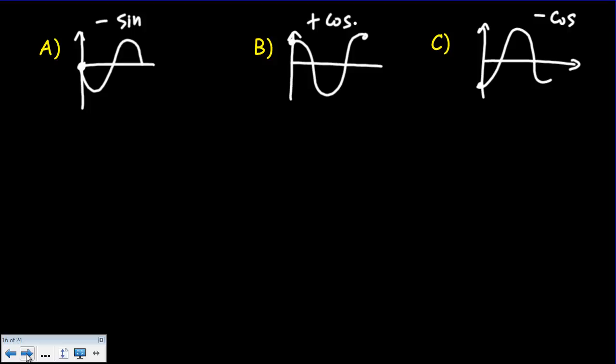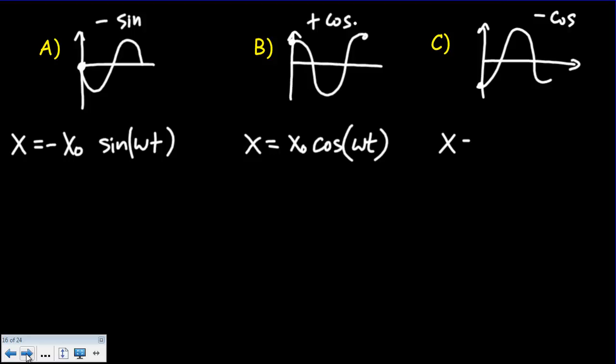So in the first case, we've got x equals x naught. That never changes. But this time, it'll be a negative sine function. Argument always stays the same. Second case, it's a positive cosine. And the third case, a negative cosine function.